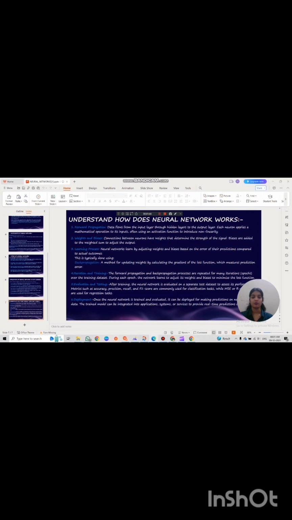Number 6. Deployment. Once the neural network is trained and evaluated, it can be deployed for making predictions on new, unseen data. The trained model can be integrated into applications, systems, or services to provide real-time predictions or analysis.